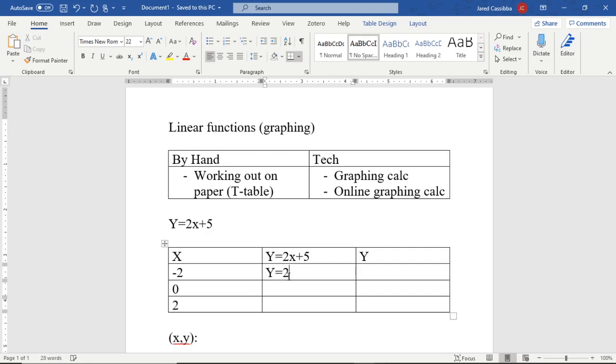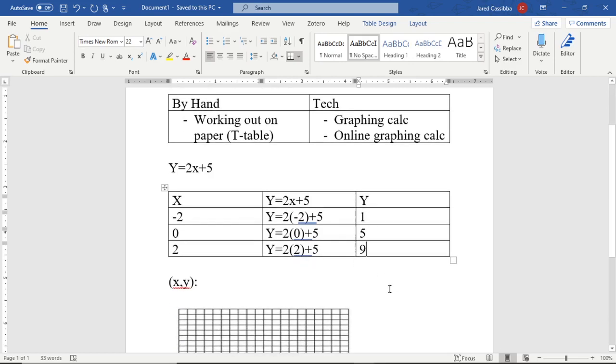Y equals 2 times, well, this one's negative 2, plus 5. The next row is y equals 2 times 0 plus 5. And the last row is y equals 2 times 2 plus 5. One more step, and then we get to our graphing. We have to figure out what the y's are, so we're going to solve this. Negative 2 times 2 is negative 4, plus 5 is 1. Next one is 2 times 0, that's 0, plus 5 is 5. And then 4 plus 5 is 9.